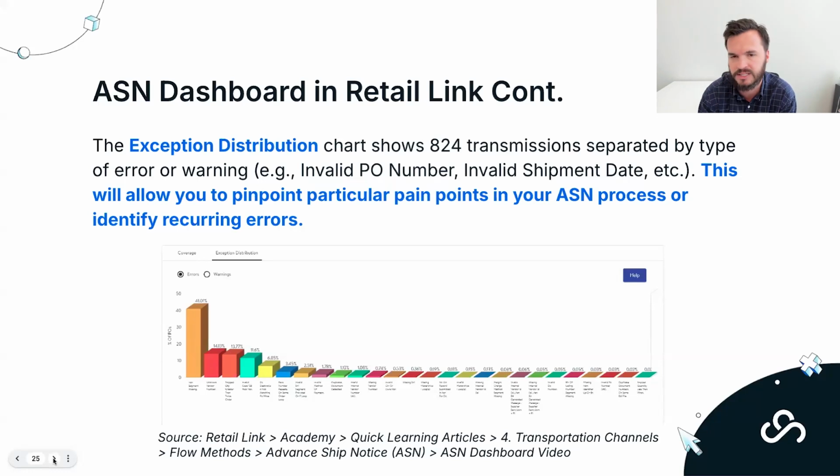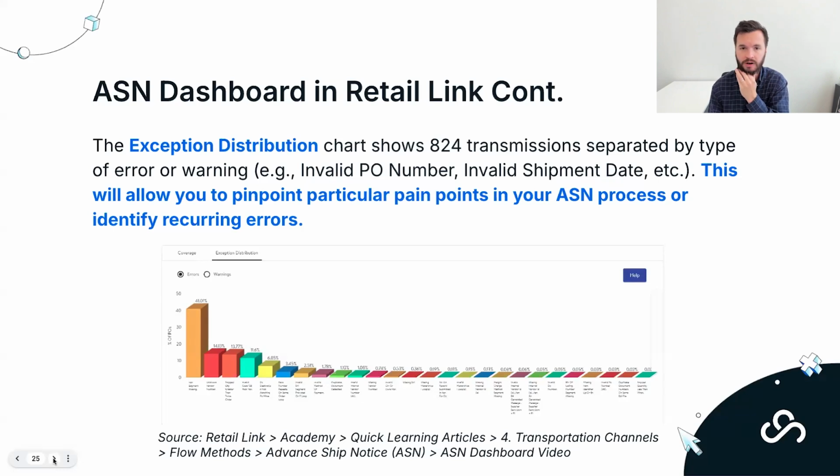So you can try to do root cause analysis starting from there. That's what they mean by that exception distribution. They're getting into the specific 824 errors or warning messages, right? Some of these could be your invalid PO number, invalid shipment date, but there's so many of these. There's a ton of them. What you also want to do, our call out here, is pay attention to changes that are happening over time. If you see an explosion of a really bizarre one, maybe there's some root cause analysis that needs to happen there to get to the bottom of that.